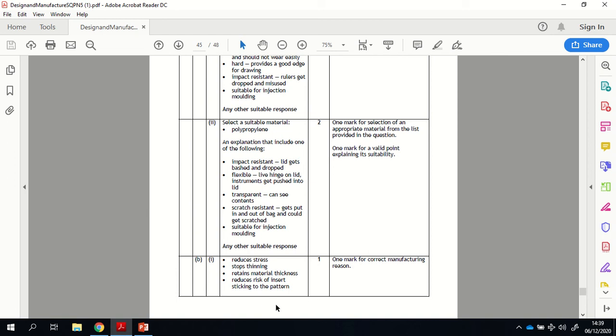But when you're using this technique, you need to make sure that you understand why these statements would get a mark. So for example, rounded edges will help to reduce stress on the plastic. What does that mean exactly? If you think about it, if you had a right angle corner and you pulled the plastic over the pattern, there would be increased stress right at that corner. So it's helping to reduce the stress around that corner. So that would be a suitable reason.